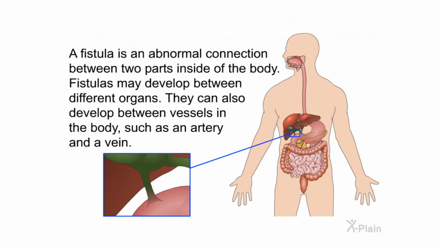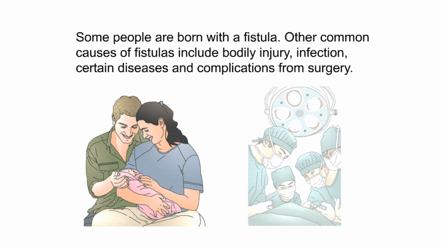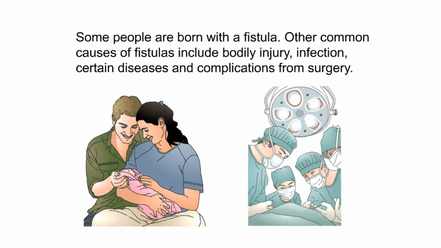Summary. A fistula is an abnormal connection between two parts inside of the body. Fistulas may develop between different organs. They can also develop between vessels in the body, such as an artery and a vein. Some people are born with a fistula. Other common causes of fistulas include bodily injury, infection, certain diseases, and complications from surgery.